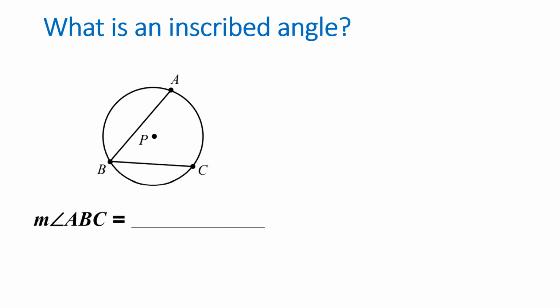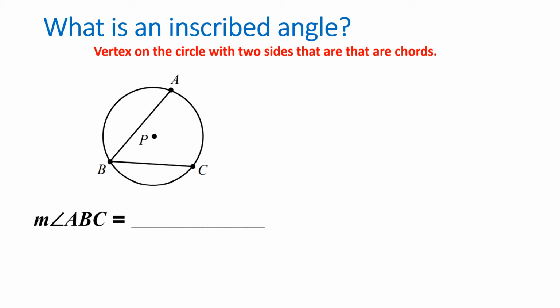Now, what is an inscribed angle? Well, an inscribed angle has a vertex on the circle and the two sides are chords. So we can see our vertex B here that is on the circle, and sides AB and CB are chords. Remember, chords have endpoints on a circle. And we have an intercepted arc here. So this is arc AC right here.